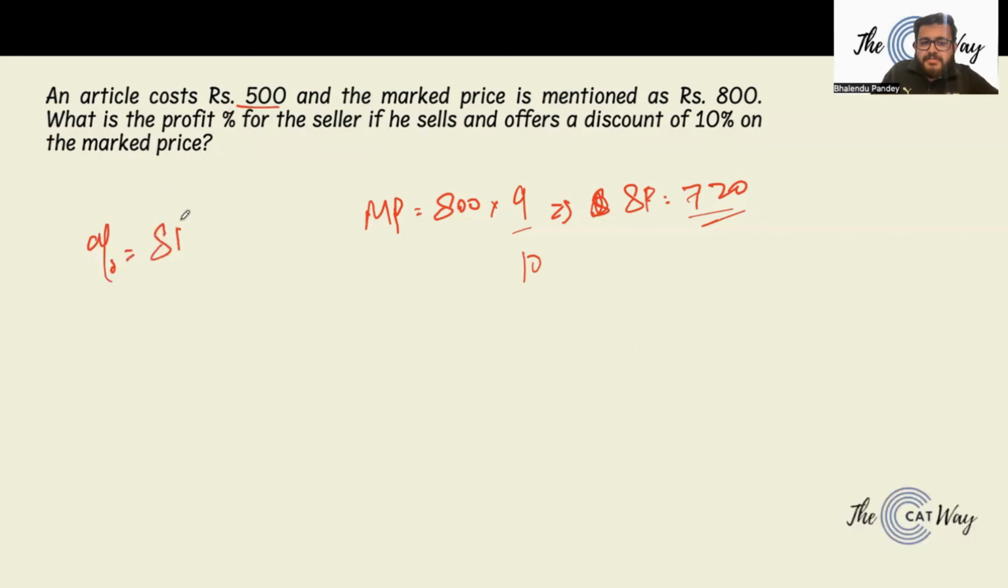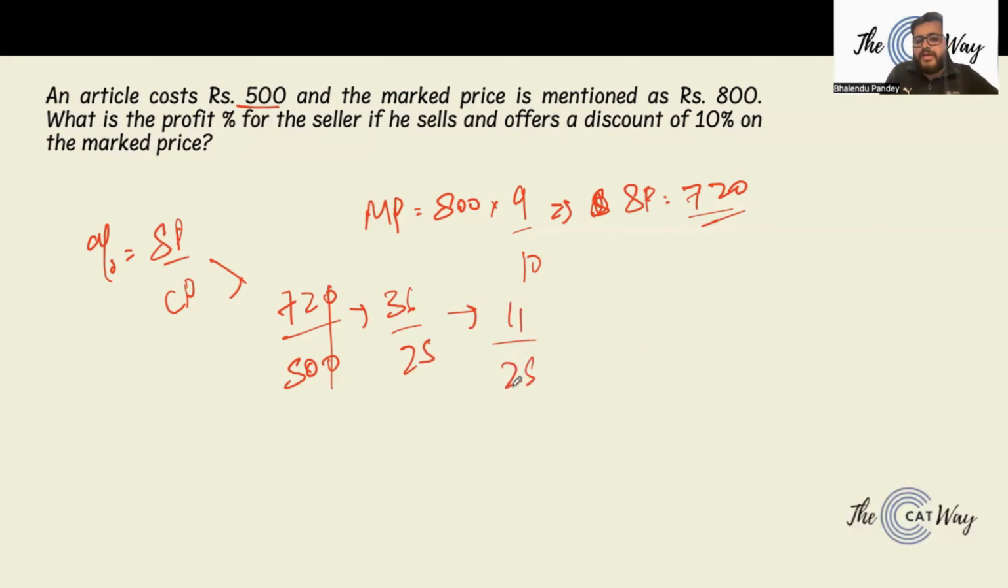Profit percentage is SP by CP. That is 720 divided by 500. Zeros are gone. 72 is 36 by 25. So basically an increment of 11 over 25. 11 over 25 increment means nothing but 40. This would be, again, I'm facing a difficulty, so I'll multiply it with 100. This goes 4. This goes 44%. So 44% is going to be my correct answer. That is the profit percentage for the seller. Right? Let's move on to the next question.